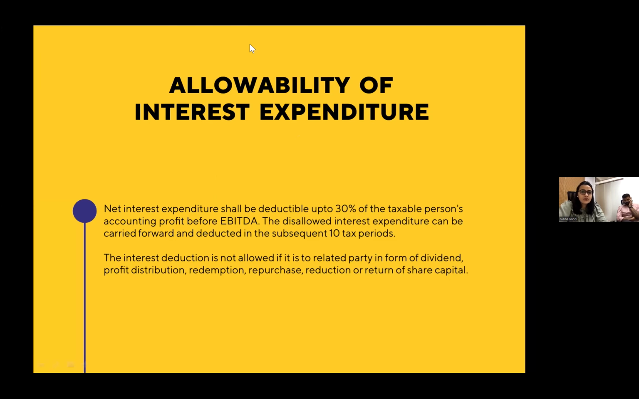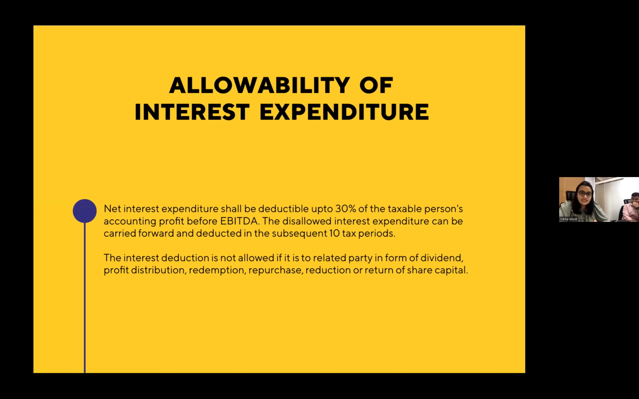Now this is about the allowability of non-deductible expenses. They have specified only a few expenses, interest expenses and entertainment expenses, where they have put a limit. Otherwise, they have not put any limit on the deduction. Interest expense will be allowed, but only up to 30% of the taxable person's accounting profit before EBITDA. So whatever your profit before EBITDA, earnings before interest, tax, depreciation and amortization, only 30% of that is allowed as a deduction.